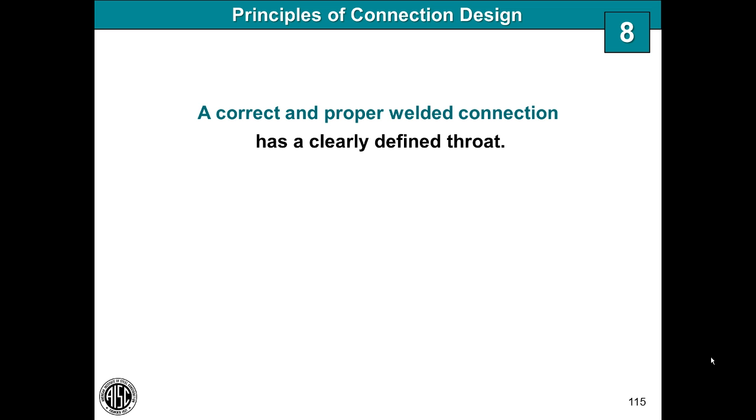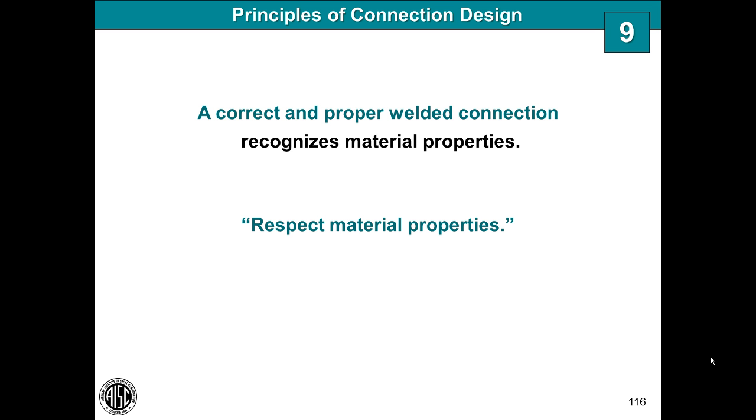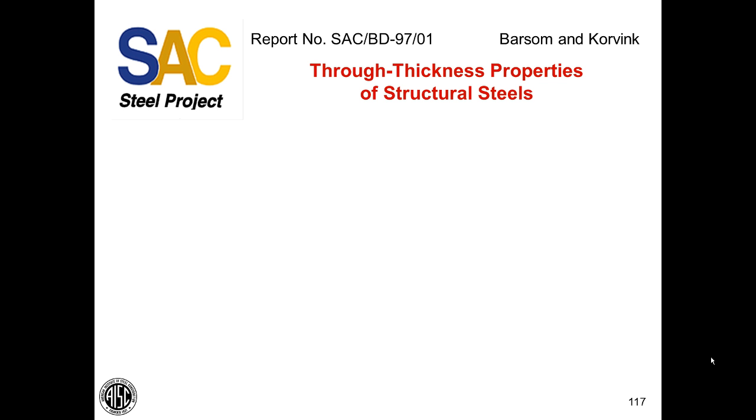And that takes us to principle number 9, which says recognize material properties. A correct and proper welded connection recognizes material properties. I like to put it this way: respect material properties. Respect material properties. Now, for this illustration, we're going to go to the work of Barsom and Corvink, who did a study as part of the SAC project. And some of you know that that was the FEMA-sponsored work that was done after the 1994 Northridge earthquake.